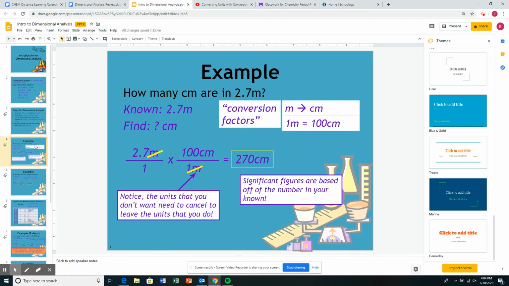So here's our first example, right? The question is, how many centimeters are in 2.7 meters? Our known is 2.7. We want to find question mark centimeters. So we know we are looking for some number, but the unit is centimeters. We need to use some conversion factors in order to go from meters to centimeters. And we know that 1 meter is equal to 100 centimeters.